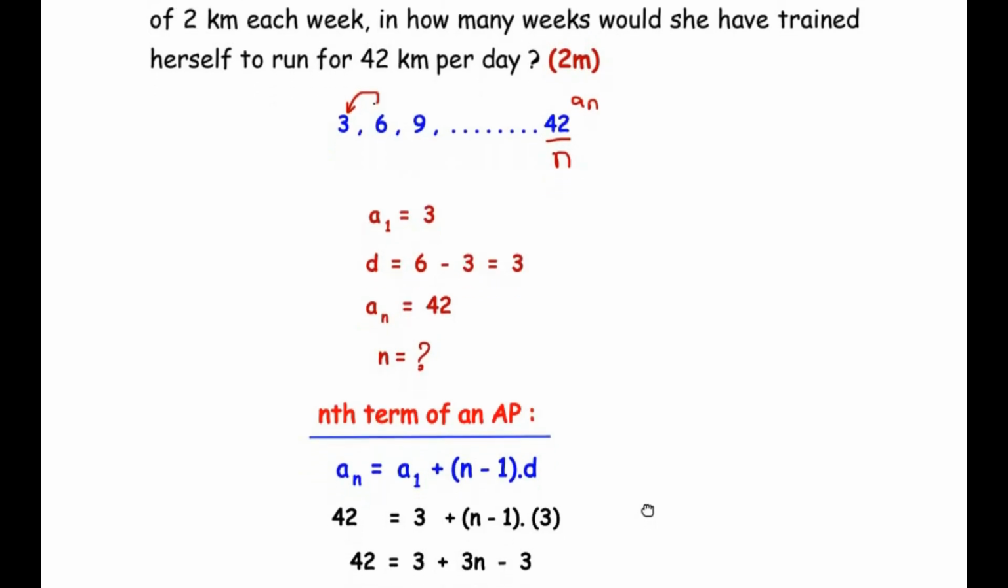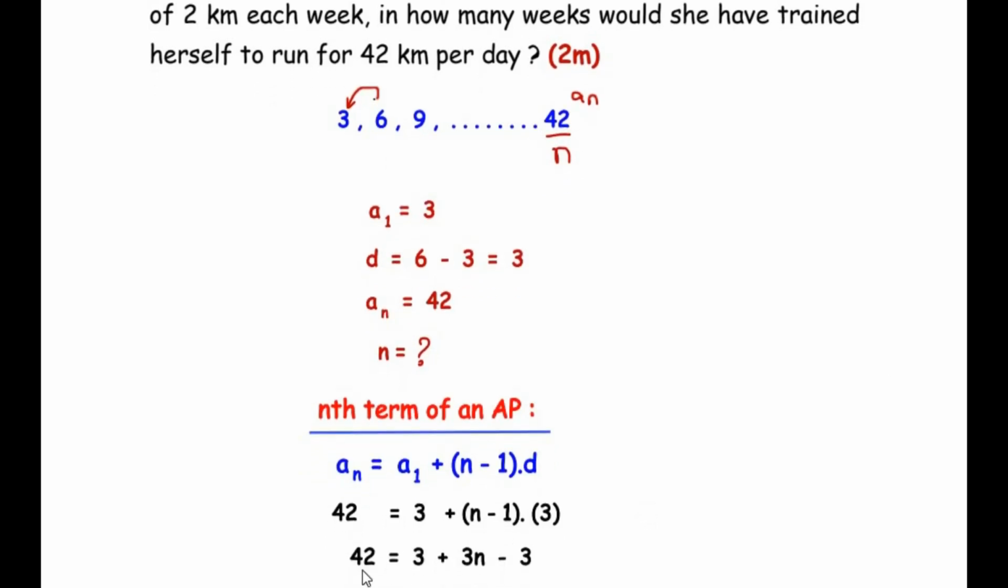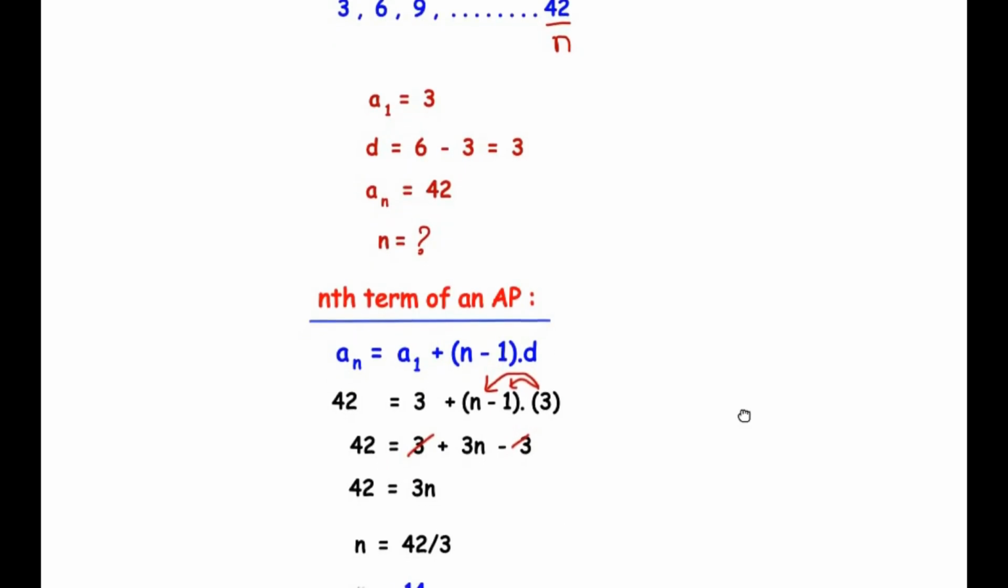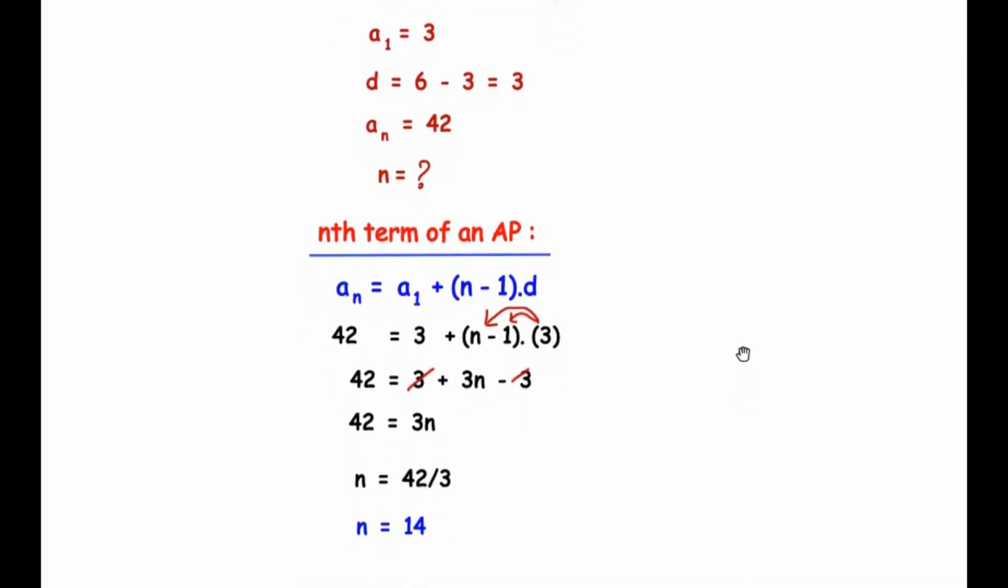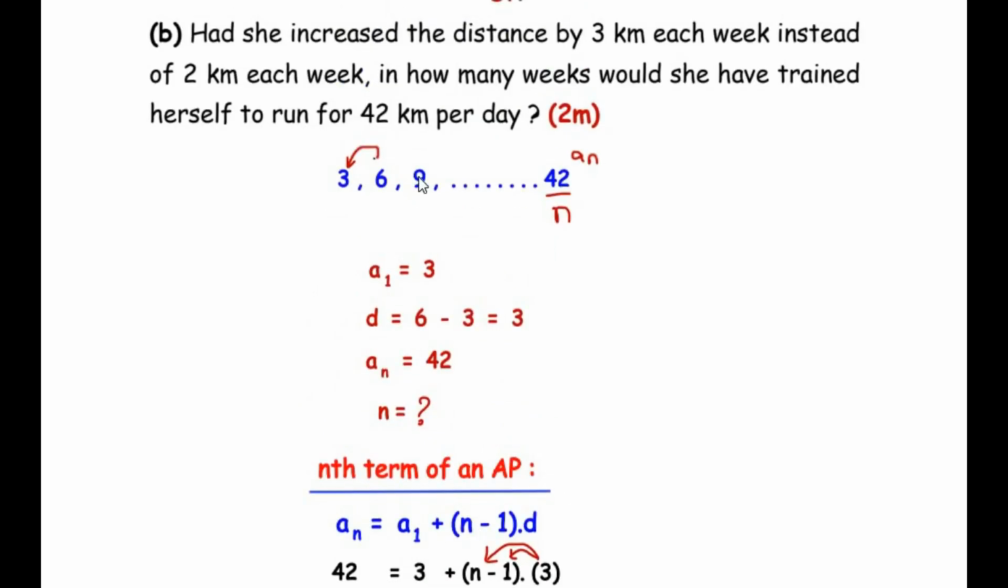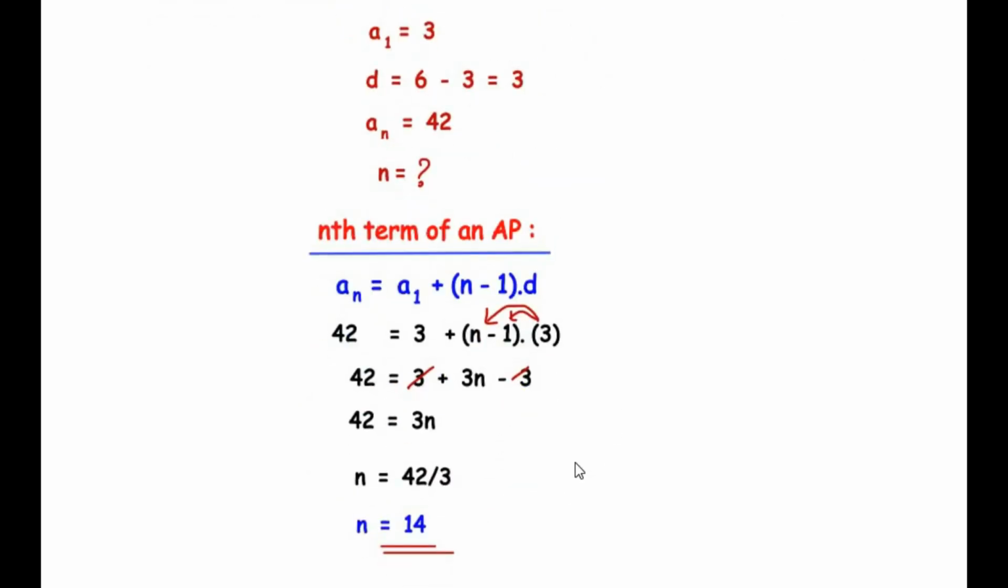Now in the next step we have expanded the bracket. So the left hand side stays the same, is equal to 3 plus 3 multiplies with n giving us 3n, and 3 multiplies with negative 1 giving us negative 3. Now positive 3 and negative 3 will cancel out each other. So we are left with 42 is equal to 3n, or taking 3 on the other side of the equal to sign, it divides 42. So 42 divided by 3 gives us 14, which means that on the 14th week, Neha will start practicing 42 kilometers per day. So this is our answer.